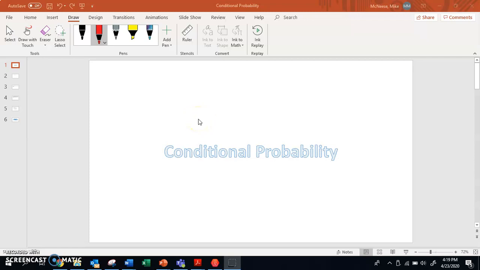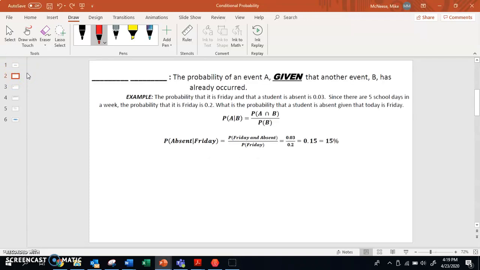Okay, so today's lesson, what we're going to be talking about is conditional probability. Now, conditional probability, okay, so let me write that right here. Conditional probability is the probability of an event A given that another event B has already occurred.